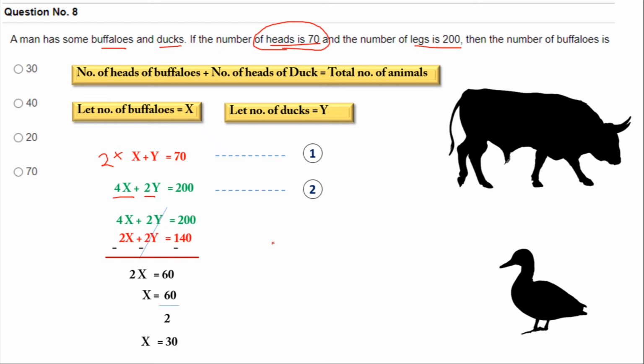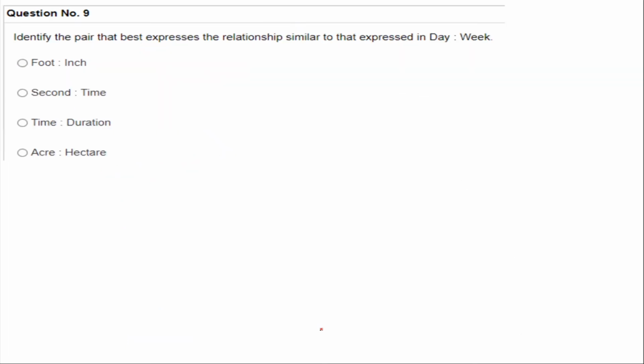Okay. So what is x? x is the number of buffaloes and that is what we needed to find. So we have found it. It was found to be 30. Very simple to find, right? Let's move on to the next question.